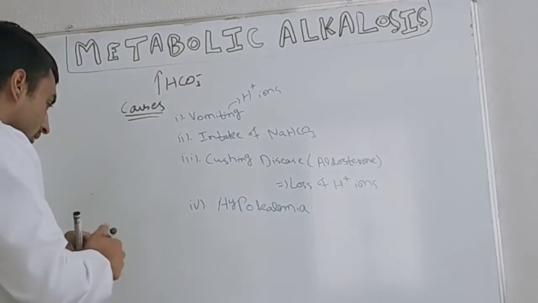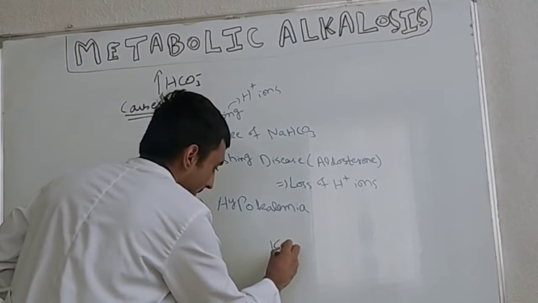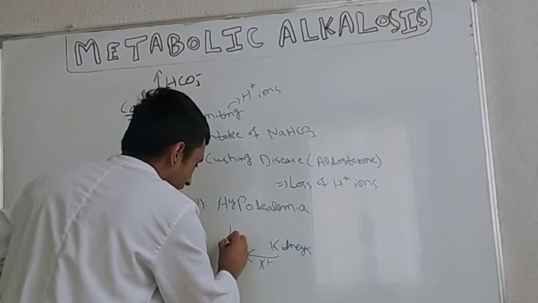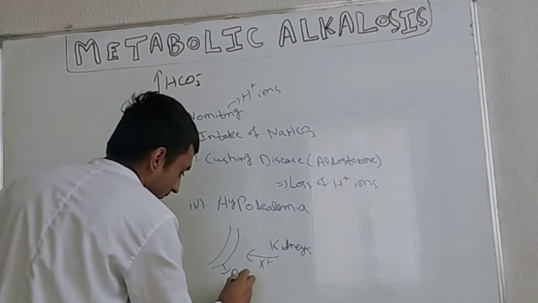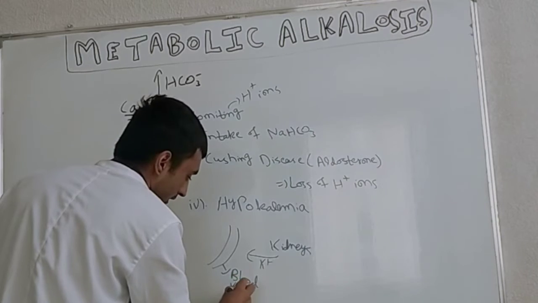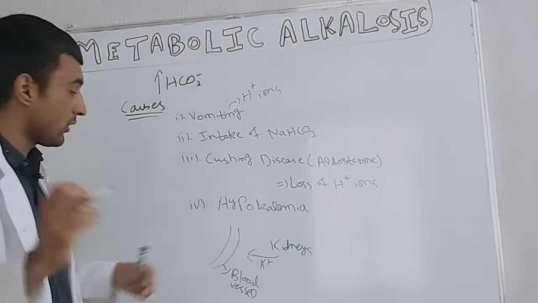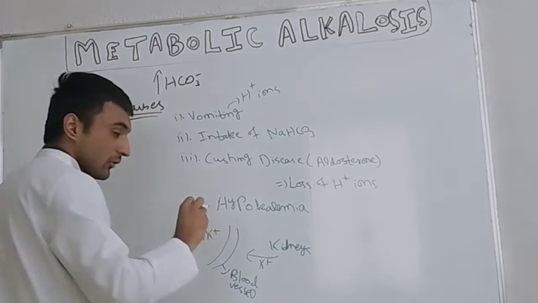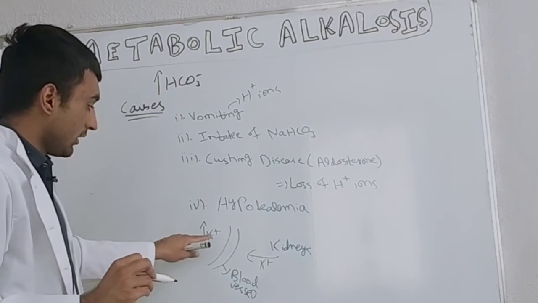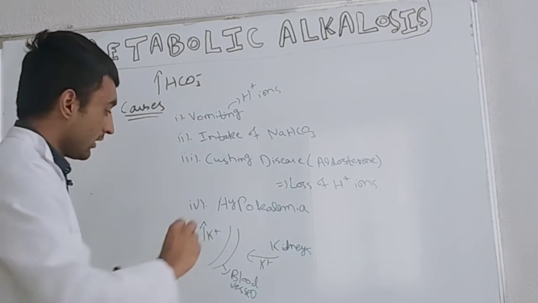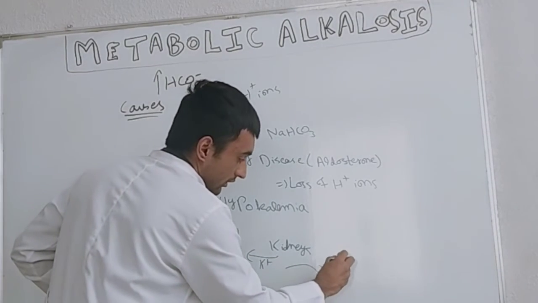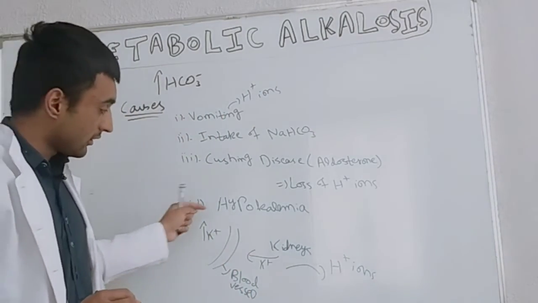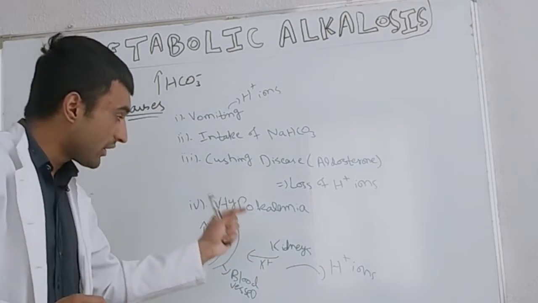So the blood is suffering from hypokalemia, and the kidneys try to restore the potassium ion concentration and increase the concentration of potassium ions. Due to the restoration of potassium ions into the blood, the kidneys excrete hydrogen ions. Due to this mechanism, the restoration of potassium ions and the resulting loss of hydrogen ions, metabolic alkalosis occurs.